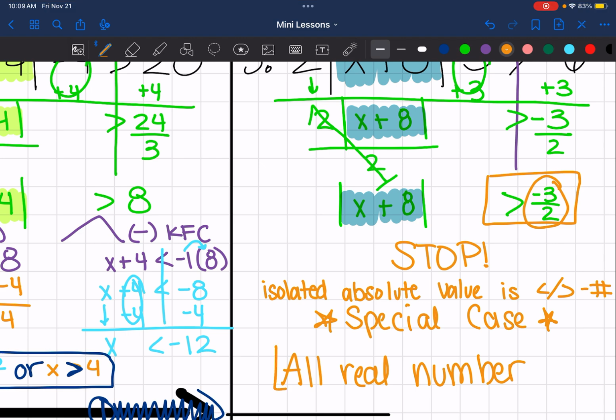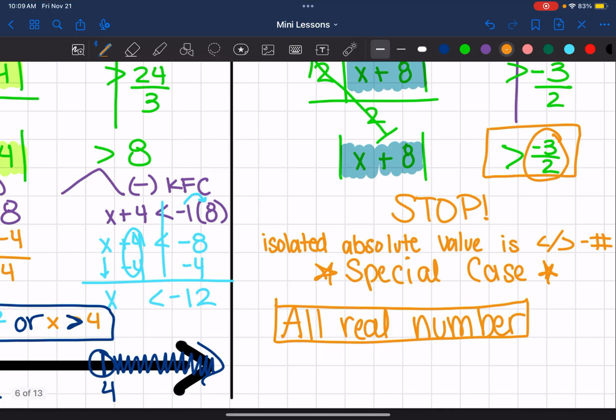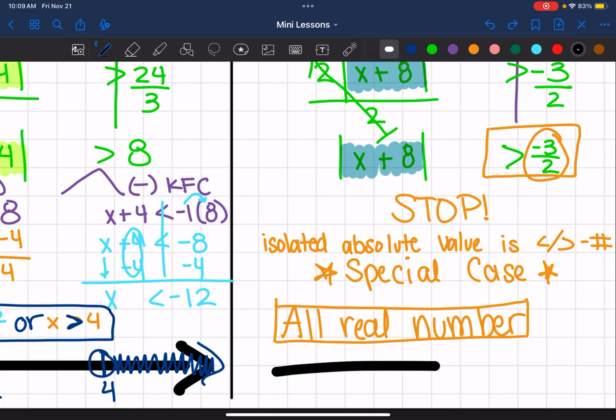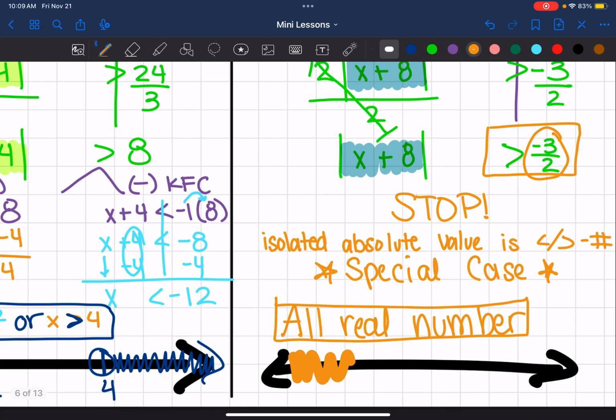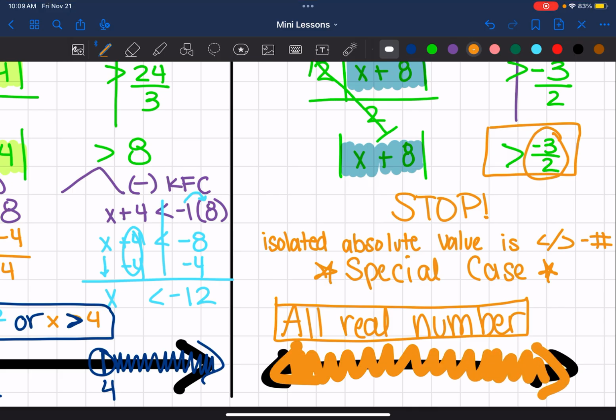That is our answer. If we were to graph this on a number line, because I did forget to draw a number line here, if we were to graph this on a number line, we're going to just literally shade the entire number line. So if our answer is all real numbers, we can just shade the entire thing and indicate it goes forever to the left and forever to the right with those arrows.